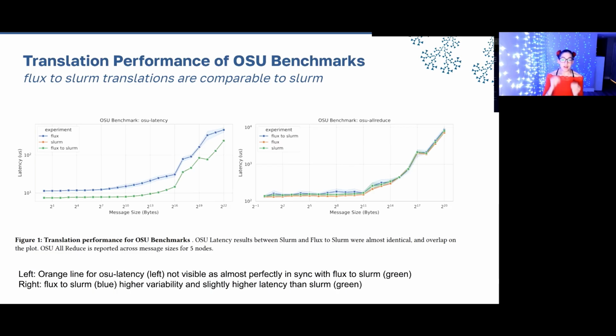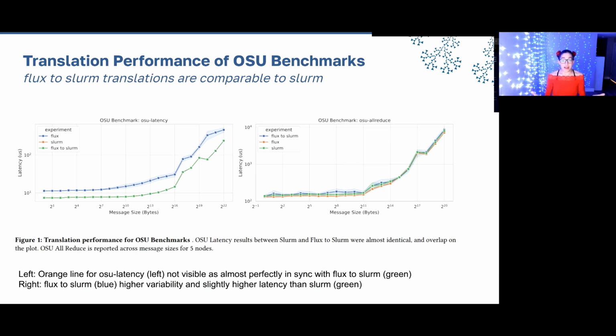So you'll notice that the blue is slightly higher and then has more variability than its counterpart. And this is because in practice, the agent wasn't perfect in the translation and maybe was inconsistent with, for example, defining affinity flags. But overall, they're still relatively close together.